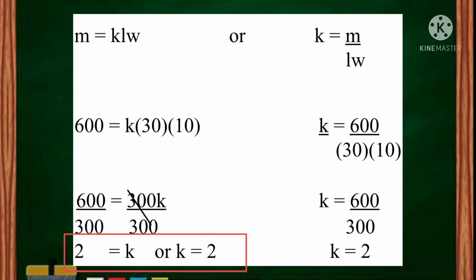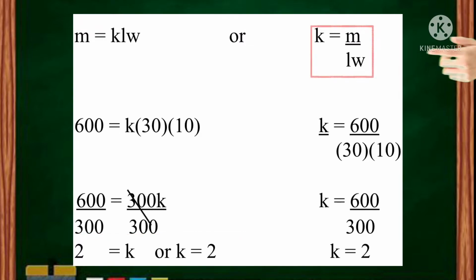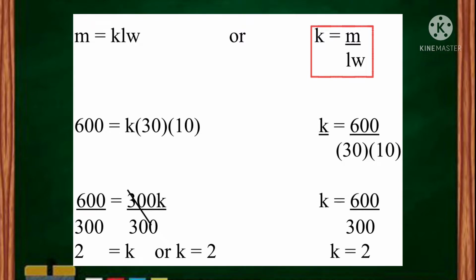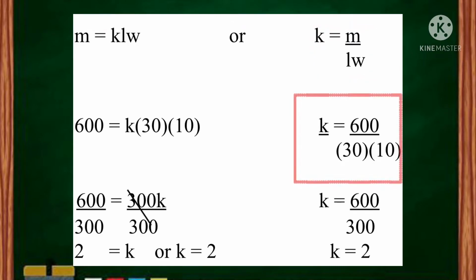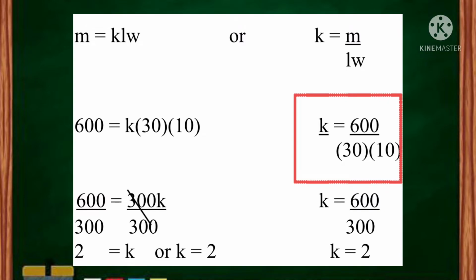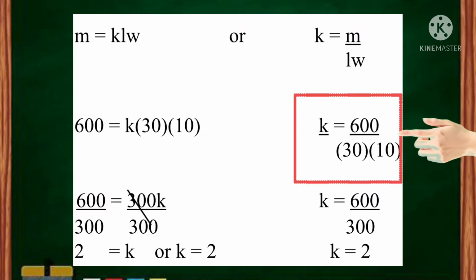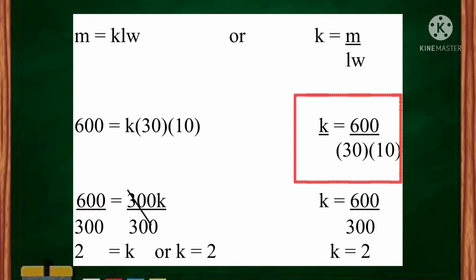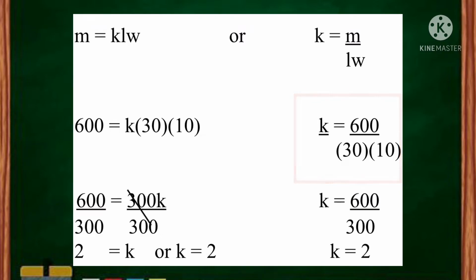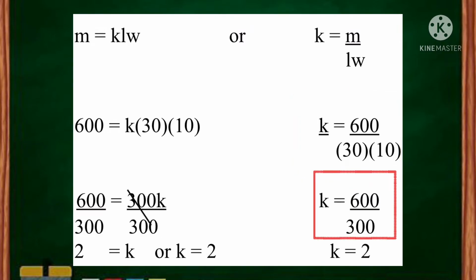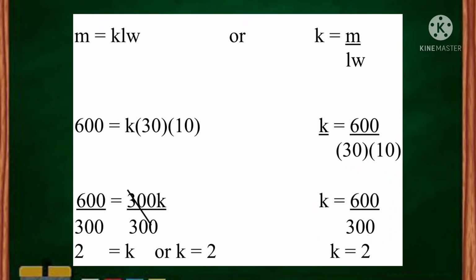We may also consider the equation K equals M over L W. In using this formula, simply replace M with 600, L with 30, W with 10. Now, we have K is equal to 600 all over 30 times 10. So, K is equal to 600 all over 300, and K is equal to 2.